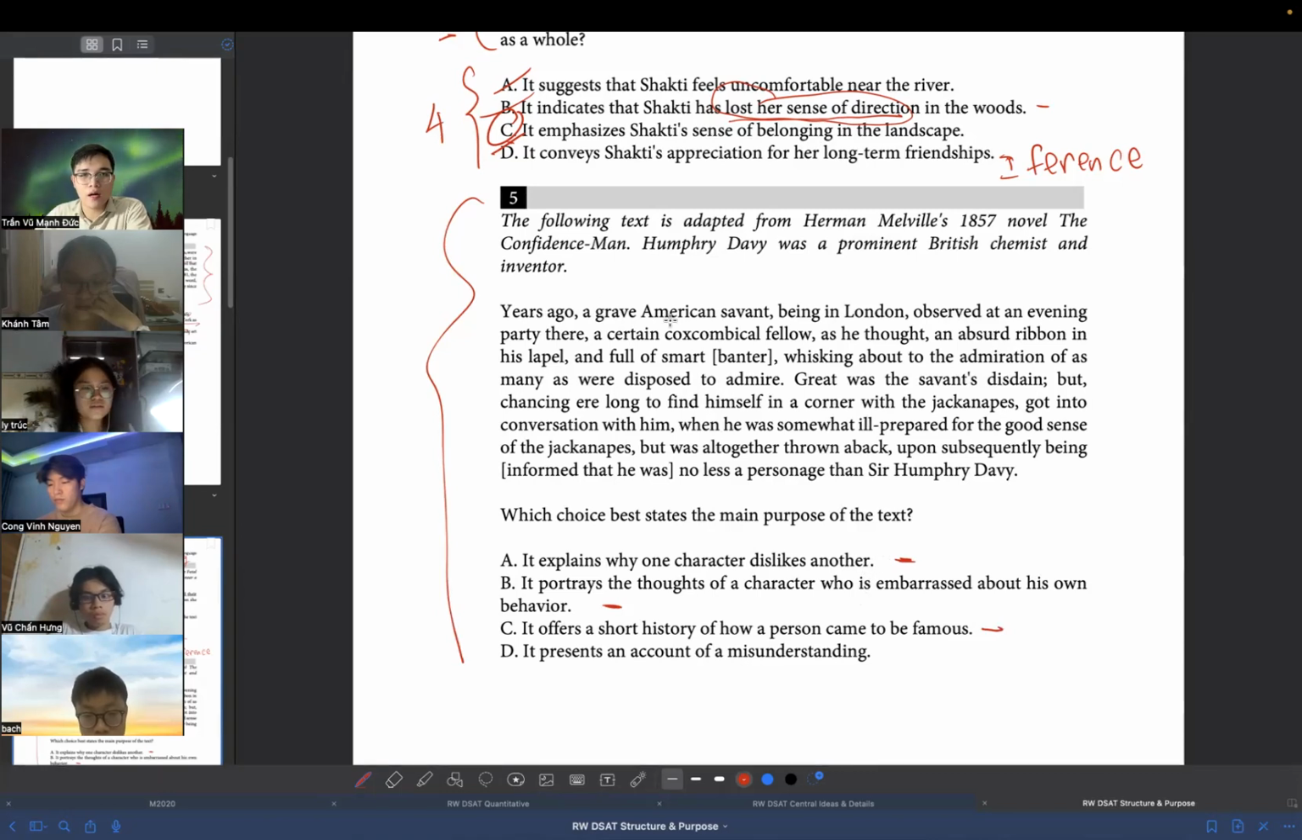Years ago, a grave American savant, being in London, observed an evening party here. A certain coxcombial fellow, as he thought, and with absurd ribbon in his lapel, and full of smart banter, whisking about to the admiration of as many as were disposed to admire.